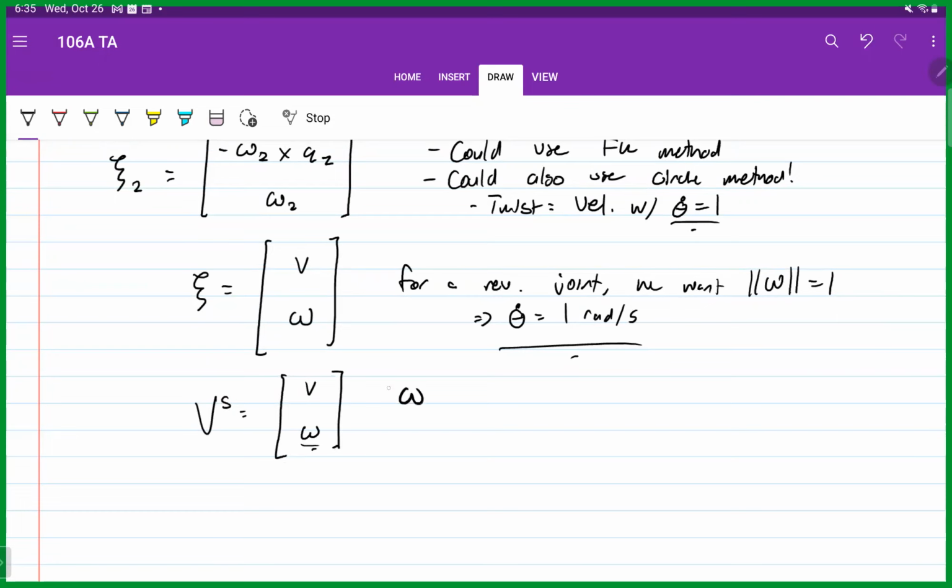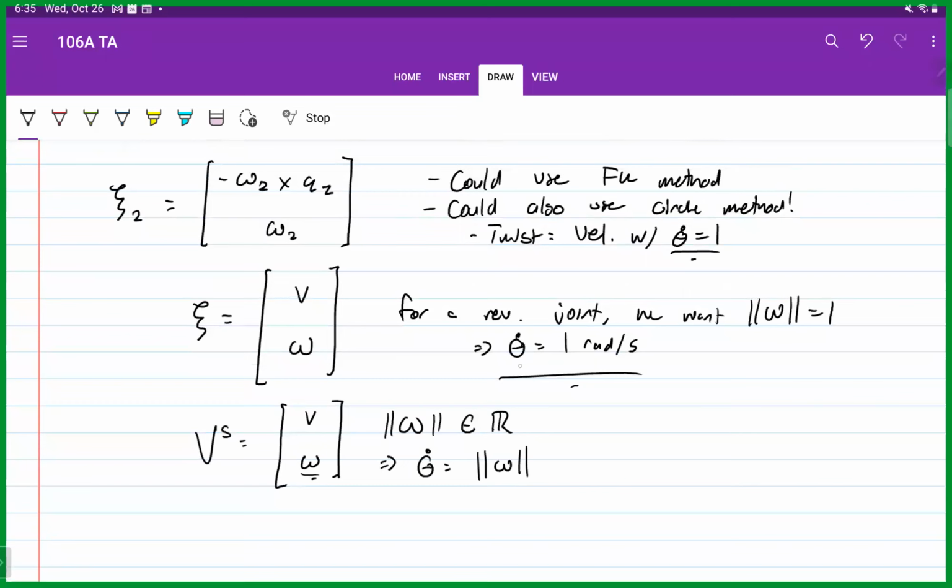Like, the magnitude of omega is just anything, as long as it's a real number. So here we just have our theta dot will be the magnitude of that, right? Could be any real number out there. It could be 10, it could be 100, but it could be 1 as well. So all that we're saying right here is that when we're working with these twists, just keep in mind that if we're trying to use the circle method to calculate our V term up here, we're just going to be thinking about spinning about that axis with a magnitude of 1 radian per second.